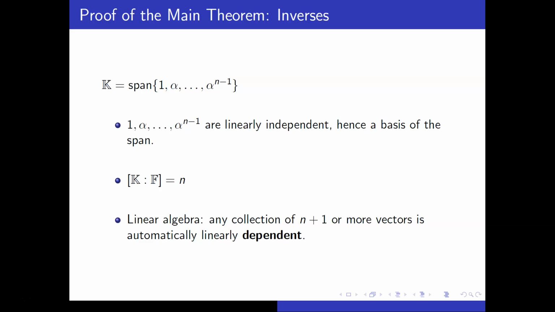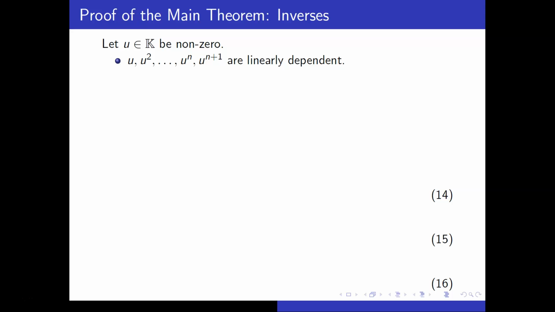Now, the way to use that. We're going to start with an element u in K, and we're going to assume it is non-zero. I'm going to take a bunch of powers. In particular, I'm going to take n plus 1 powers. Because I've taken more than I have in the dimension, they're linearly dependent.